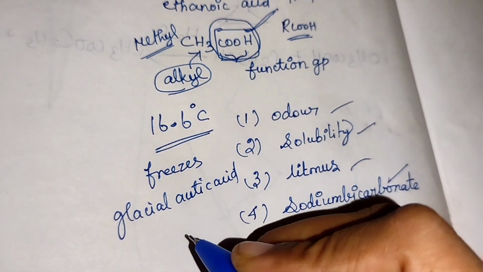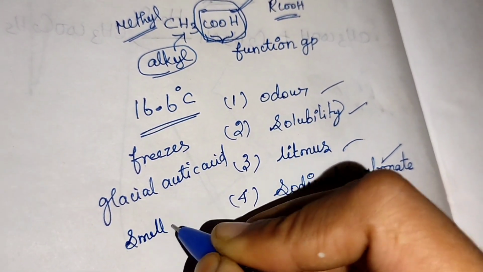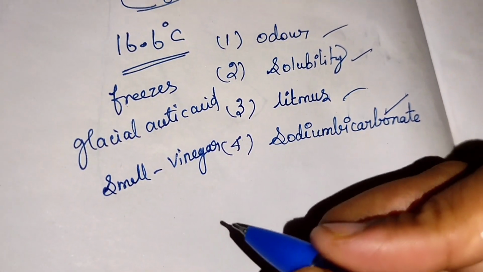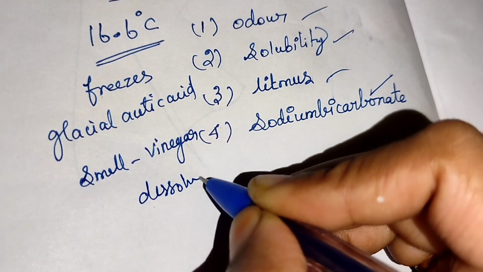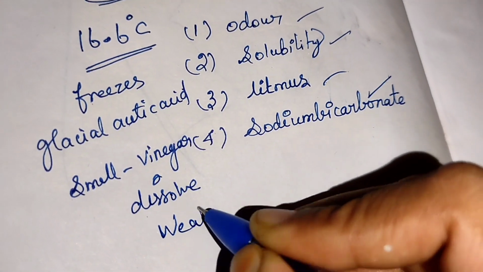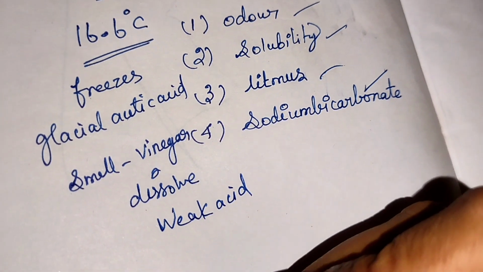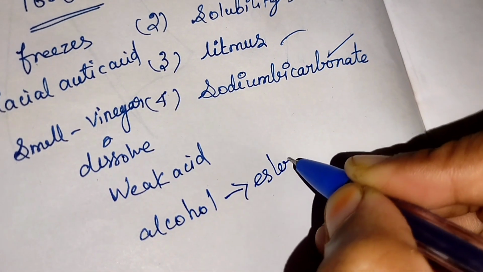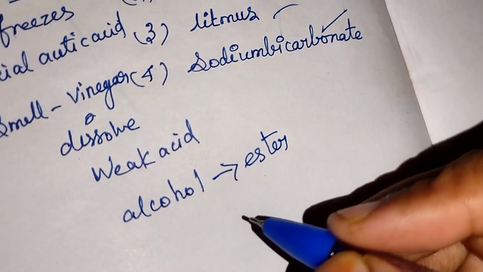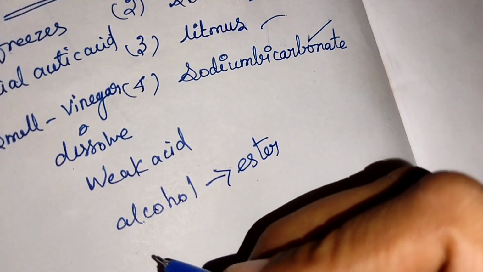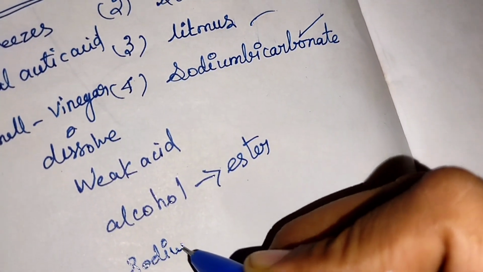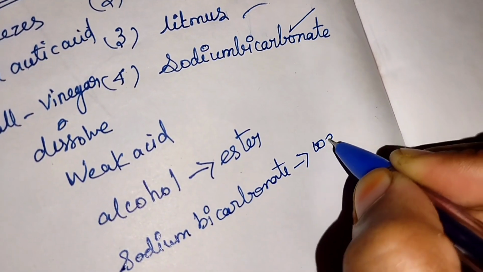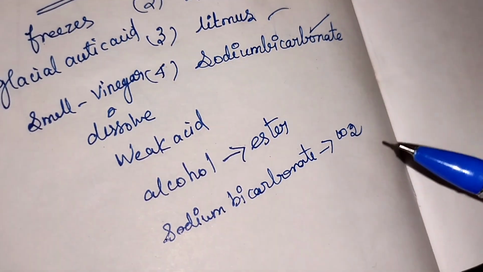And it smells like vinegar. What is the odor of this acetic acid? Vinegar odor. And it will dissolve in water. It is a weak acid. When reacting with alcohol, it will give ester. And when reacting with sodium bicarbonate, it produces carbon dioxide gas. So these are the main properties of acetic acid.